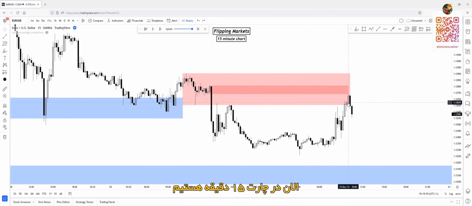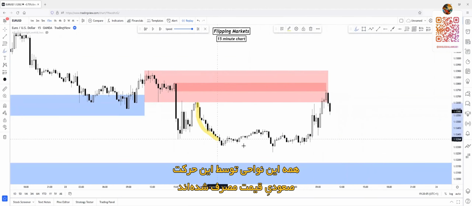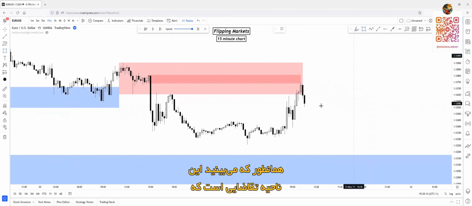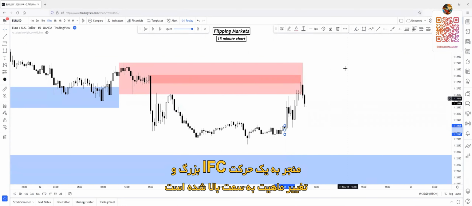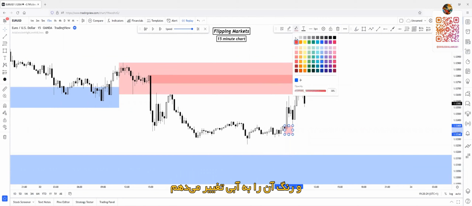Okay, so right now we are on the 15-minute chart. We have to find all of the supply and demand zones on the 15-minute chart. Okay, so let's begin. As you can see, these areas, these zones are mitigated by the following price action. So this upside price action. So we will have to find demand zones. Okay, as you can see, here's a demand zone that created a huge inefficient push to the upside and changed character. I will just mark it as a demand zone and change the color to blue.